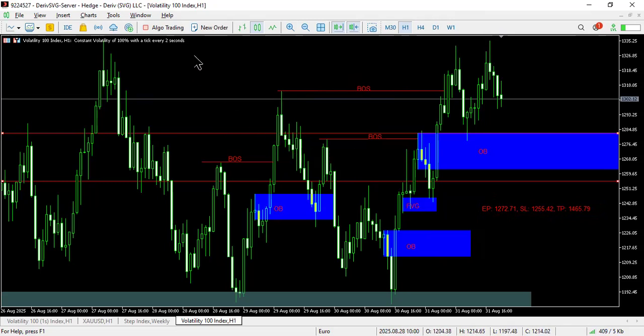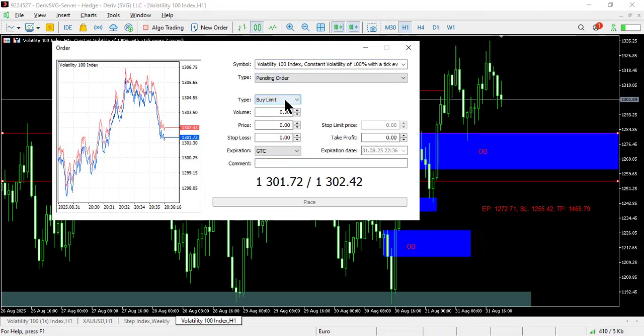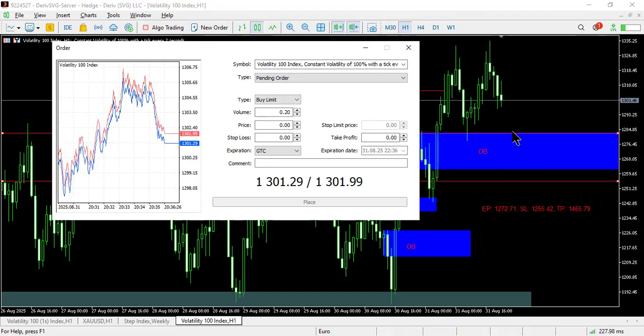Place a buy limit on VIX 101S. Go to new order, then market execution, select pending order, and then buy limit, and then select the volume, put your entry price, your stop loss, and your take profit. And then you wait for price to get there.